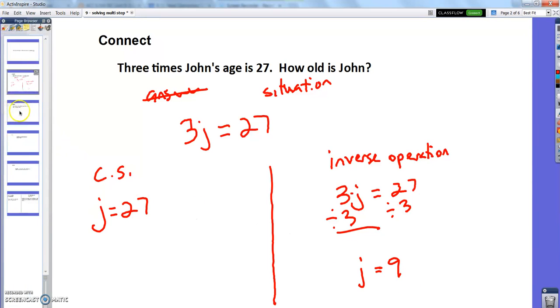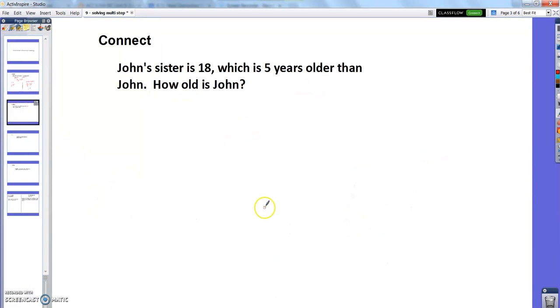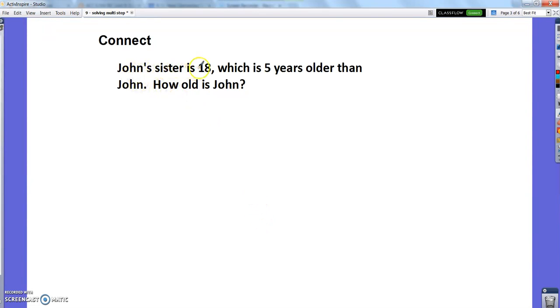We also did those with addition problems. So here's another similar problem, which is equally easy. John's sister's 18, which is 5 years older than John. How old is John? So again, I'm not going to write 18 minus 5 is John. That's an equation for the answer. I want to write an equation for the situation, and I made you do that for reasons like today when we get to harder ones.